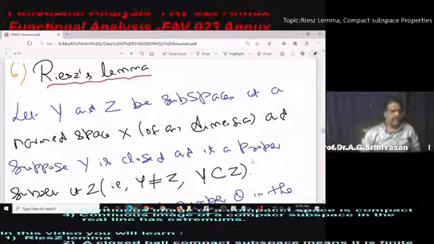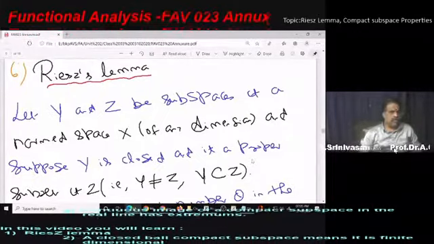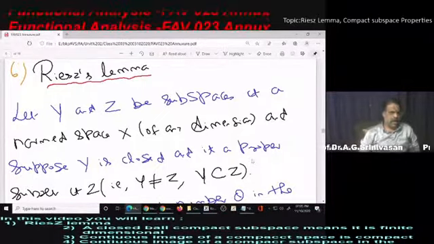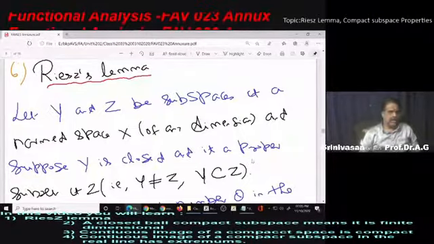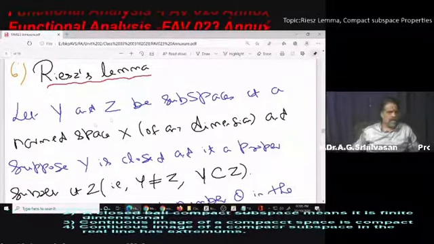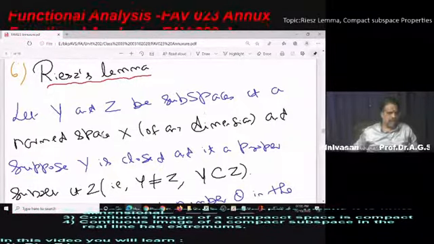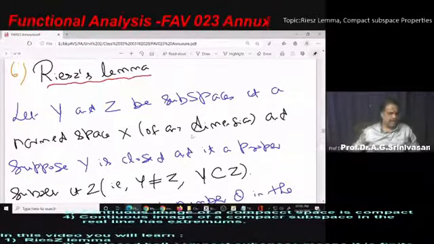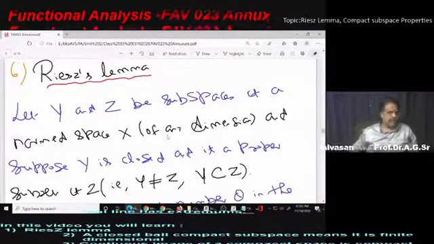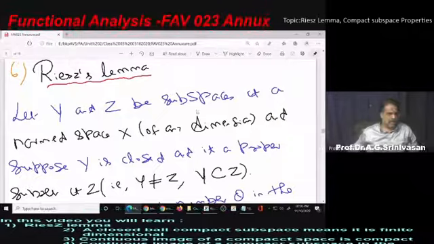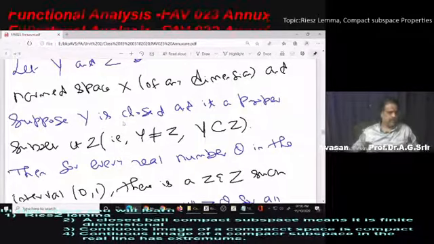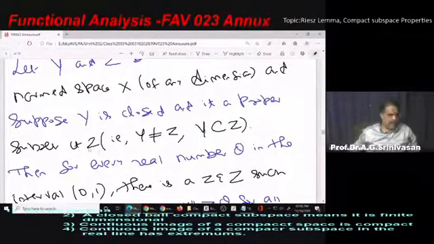In this lecture, we shall prove one of the very classical lemmas called Riesz's lemma, R-I-E-S-Z apostrophe S, Riesz's lemma. What the lemma says is: if Y and Z are two subspaces of a normed space of any dimension. So the normed space could be finite dimensional or even infinite dimensional. Y and Z are subspaces of the normed space of any dimension. Suppose that Y is closed and it is a proper subset of Z.